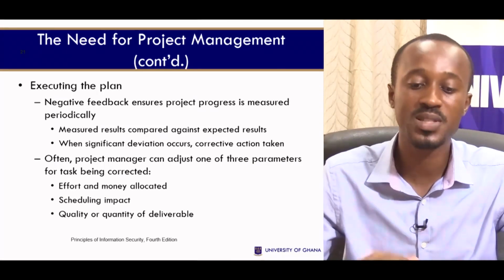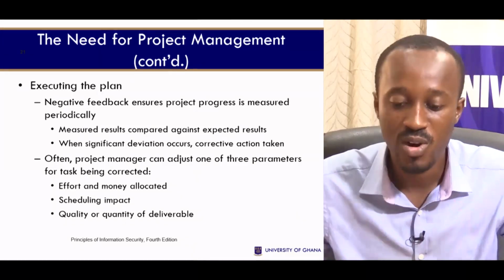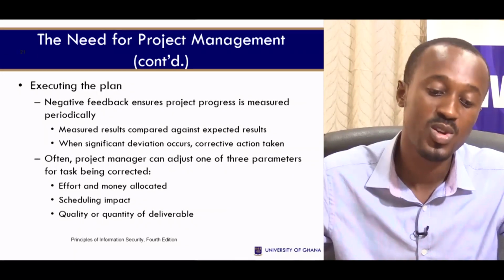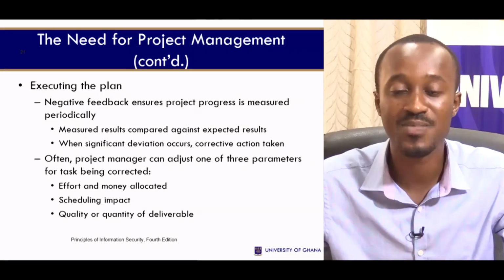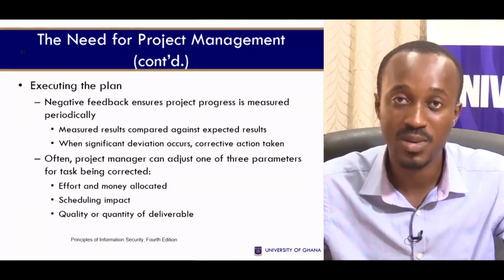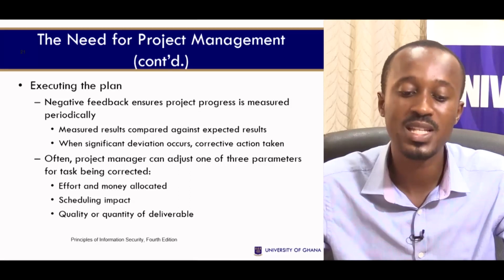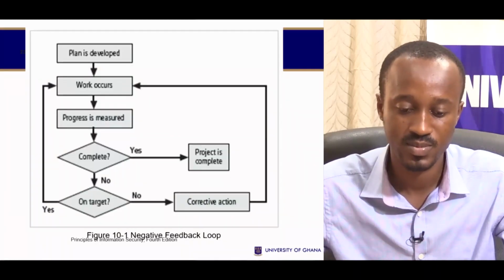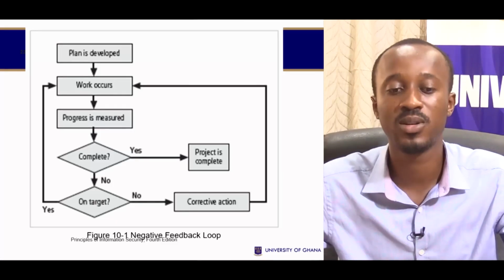And often the project manager can adjust one of three parameters for tasks being corrected. He or she can adjust the effort and money allocated. He or she can adjust the schedule impact or the quality or quantity of deliverable. So this is a negative feedback loop.